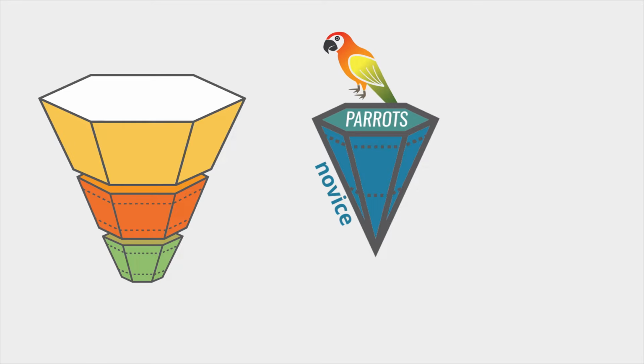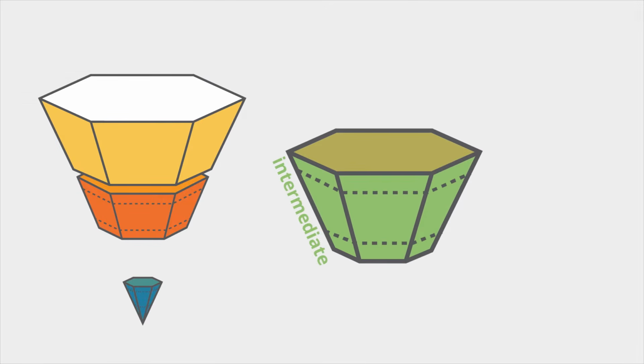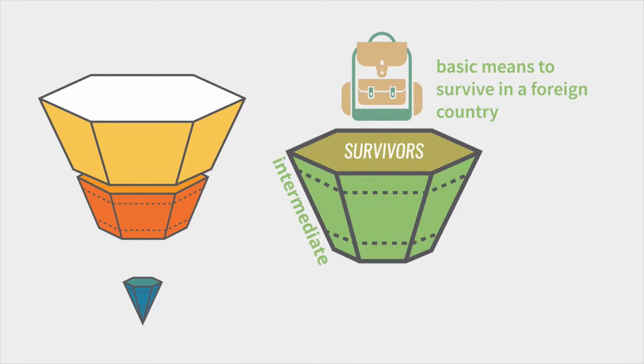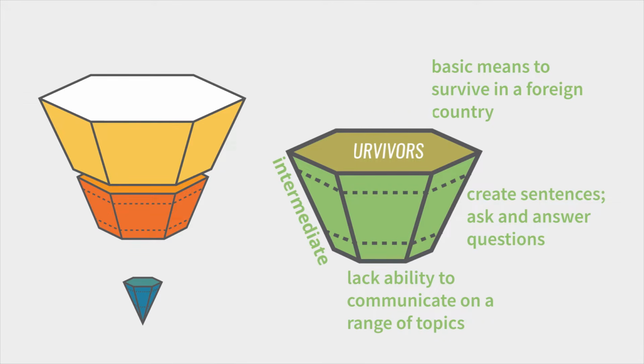Novices are like parrots. They can repeat back memorized words and phrases and speak in practiced, familiar situations. Intermediates are like survivors. They have the basic needs to survive in a foreign country involving simple solutions. They can create simple sentences and ask and answer questions, but lack the ability to communicate on a range of topics and are prone to frequent misunderstandings or gaps in communication.